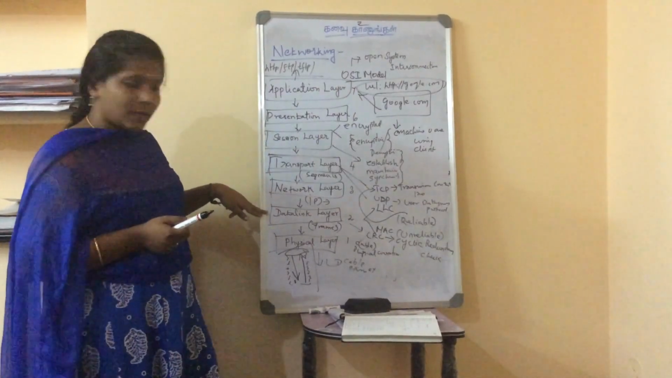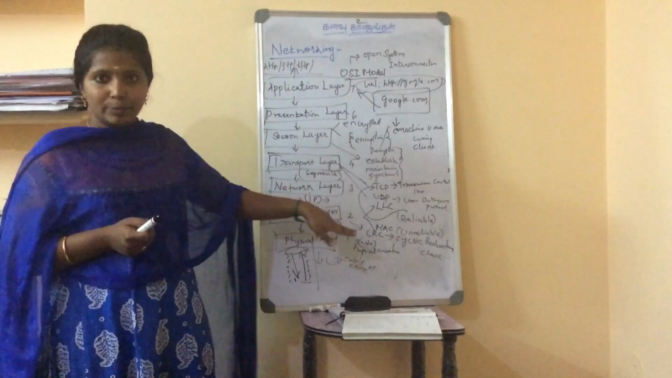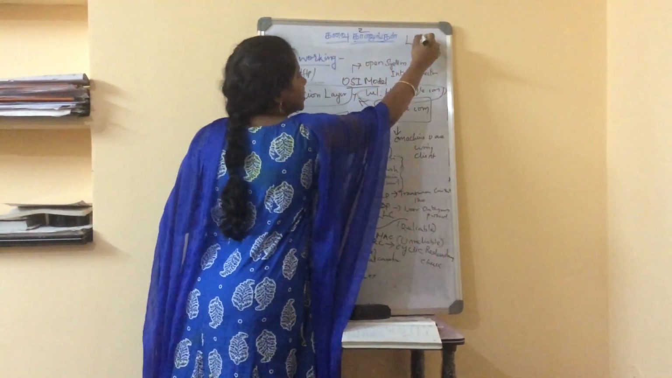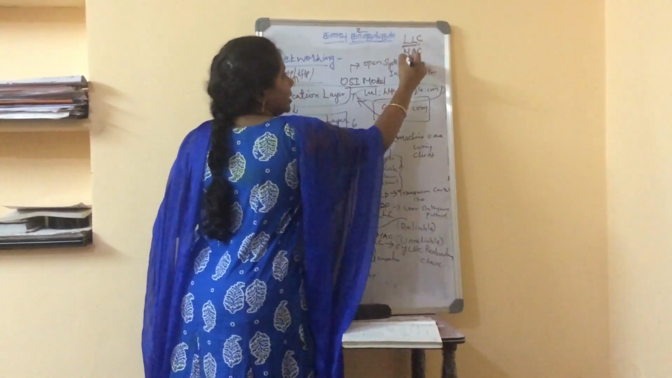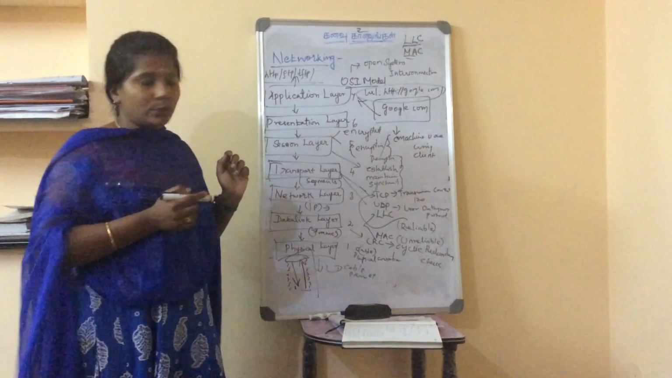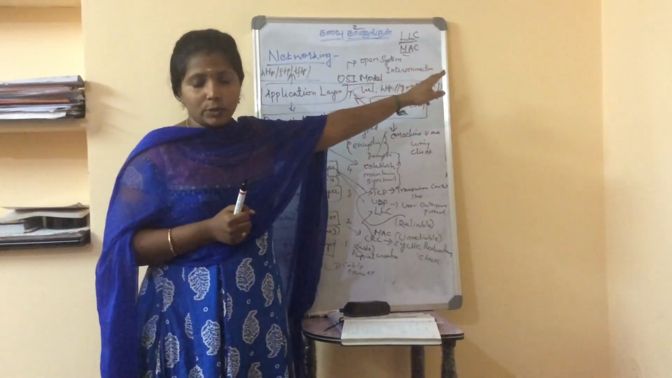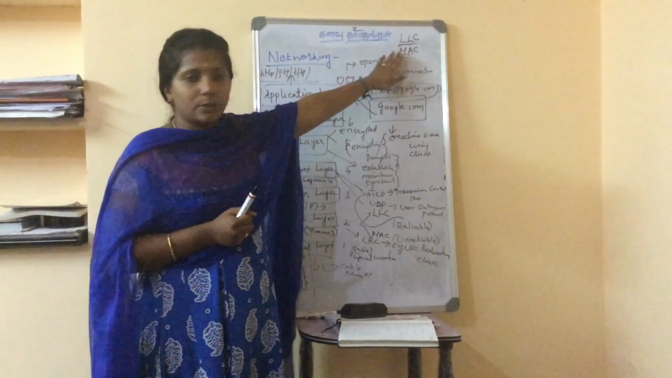And one more thing I forgot to explain. Data link layer has two methods. Okay, one is, I'll write here, one is LLC and one is MAC. LLC is logical link control and MAC is medium access control. We don't want to go in depth to brief what is what.